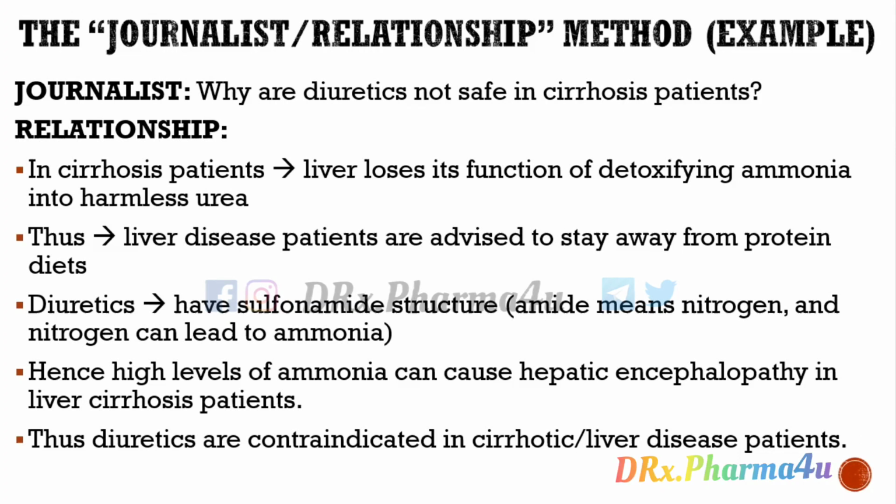Now, the problem of diuretics is that they have a sulfonamide structure. Amide means NH2CONH2, it consists of an amino group. Amino group means ammonia, so nitrogen can lead to ammonia. So if diuretics are used in a patient who is having severe liver damage, it can further increase the level of ammonia, which can cause hepatic encephalopathy. And that is why diuretics are contraindicated in severe liver disease or patients suffering from liver cirrhosis.